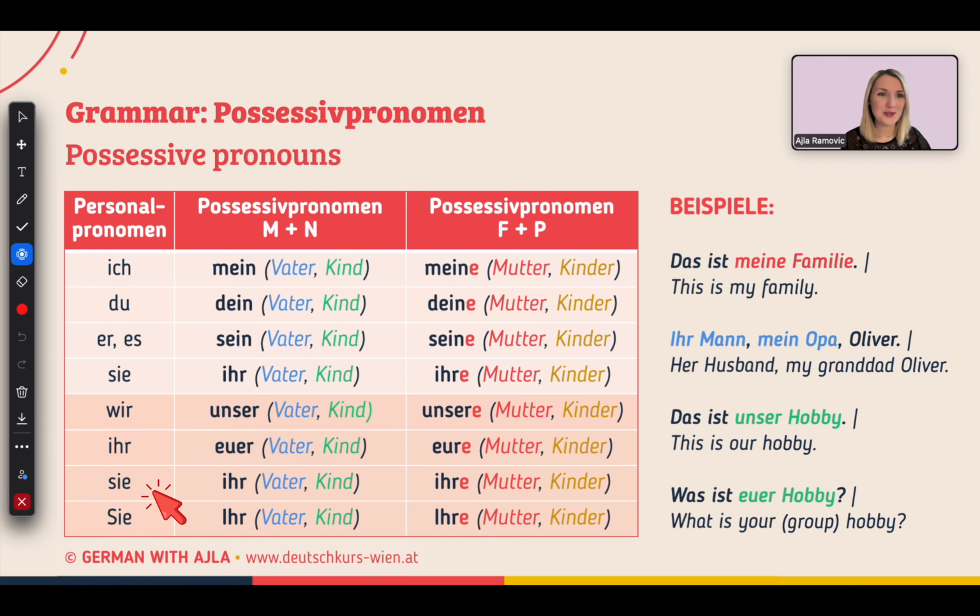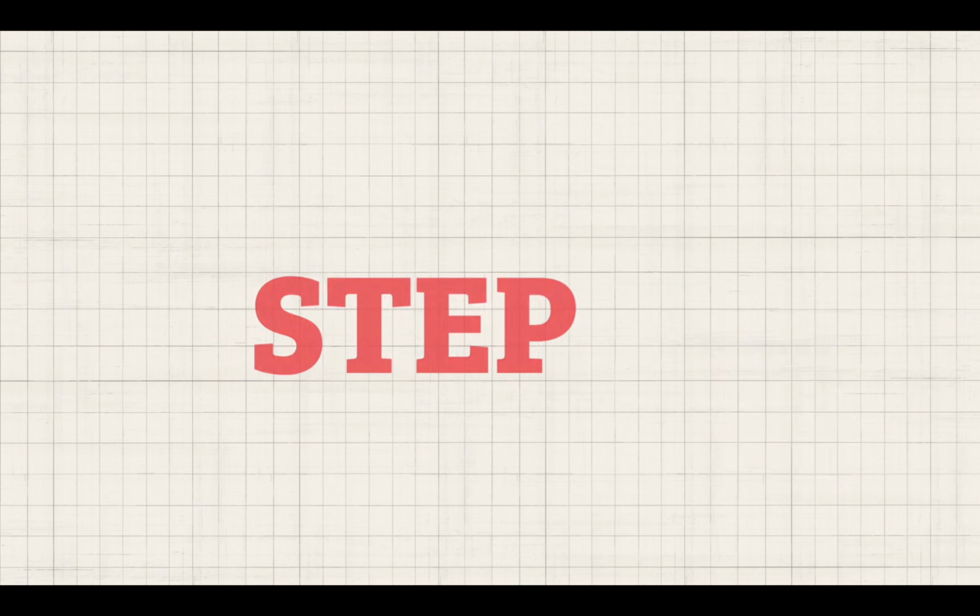Here we have two different sie's. Sie with the small letter s means they. Sie, they, and Sie with the capital letter S means you, but in a formal way. For example, when you are speaking to somebody that you don't know that well, or somebody who is older or some kind of superior, then you would use this formal Sie, you formal.